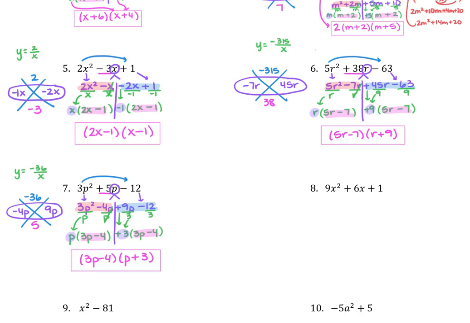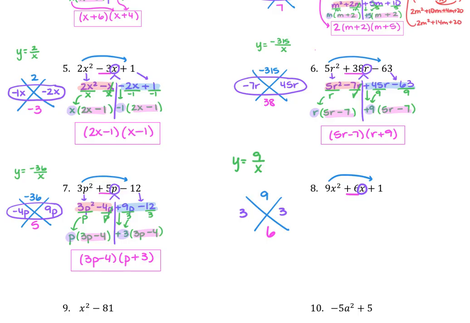Number 8, I'm looking at the first term and the last term. They have nothing in common, therefore there's no GCF to factor out. So then I'm going to do a times c. So I want factors of 9 that add to give me 6. I go to my y equals screen and I type in y equals 9 divided by x, and I look for my two factors that would add to 6. That would be 3 and 3.